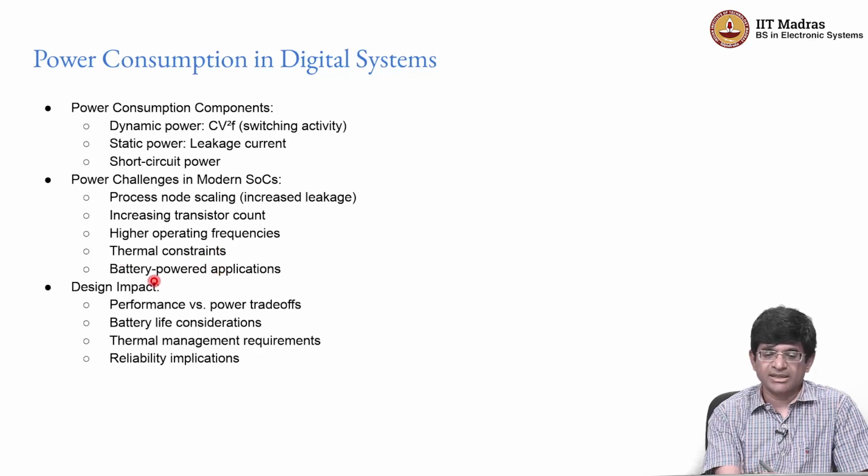And this becomes even more of a problem with battery powered applications, where the heat is one part of it, but the energy consumption, in other words the battery life, also plays an important role. So you have many different things that you are trying to balance: performance versus power, battery life, thermal management, and all of these also have implications for reliability, because if you heat up a circuit, its lifetime tends to degrade. In other words, how long you can use it at a high temperature is typically lower than how long you can use it at lower temperatures.